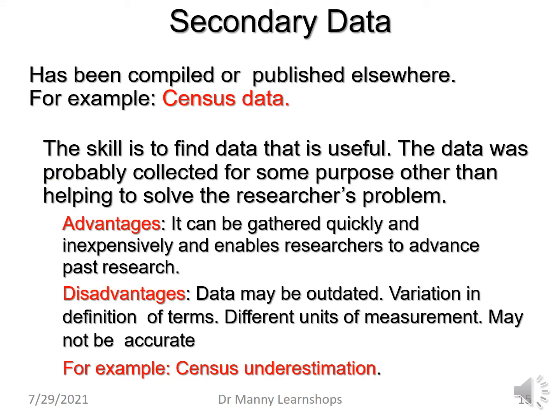Secondary data has been compiled or published elsewhere, for example, census data. The skill, however, is to find data that is useful. The data was probably collected for some purpose other than helping to solve the researcher's problem. So the advantages can be, it can be gathered quickly, inexpensively, and enables researchers to advance past research. Disadvantages, look, the data may be outdated, and variation can exist in definition of terms, different units of measurement, and therefore may not be as accurate. So for example, a census underestimation could be an example.